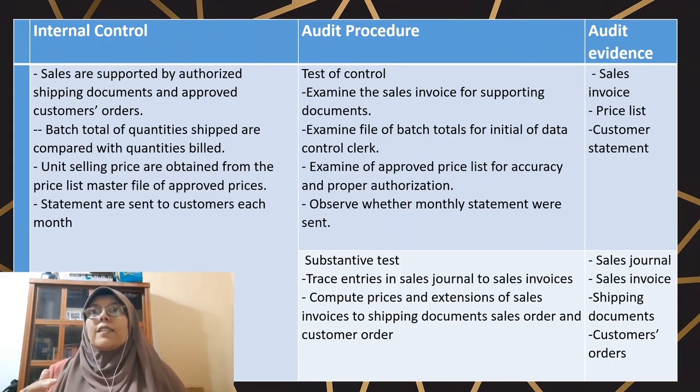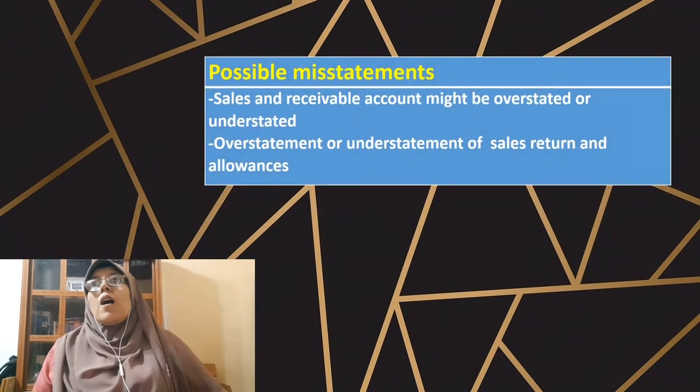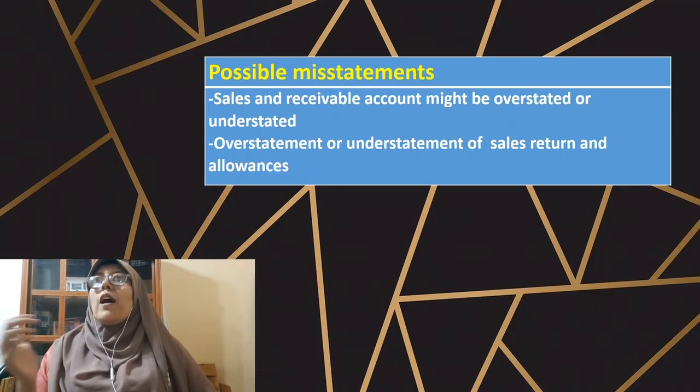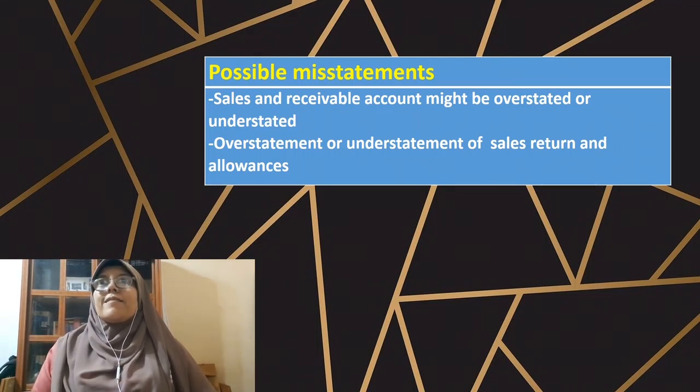While the substantive test audit procedures are to trace entries in the sales journal to sales invoices, and compute prices and extensions of sales invoices to shipping documents, sales order, and customer order. The audit evidence for substantive tests is sales journal, sales invoice, shipping documents, and customers' orders. Possible misstatement: sales and receivable account might be overstated or understated, as well as overstatement or understatement of sales return and allowances.